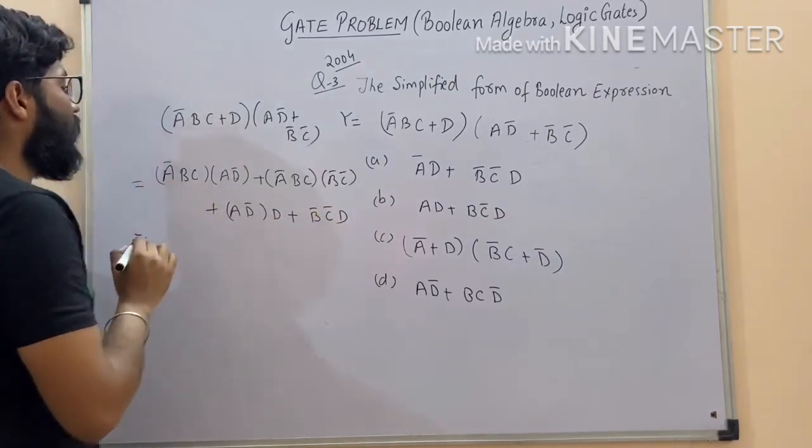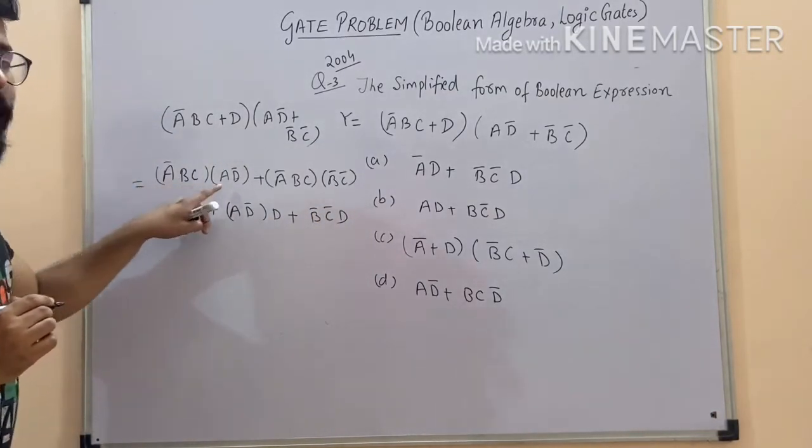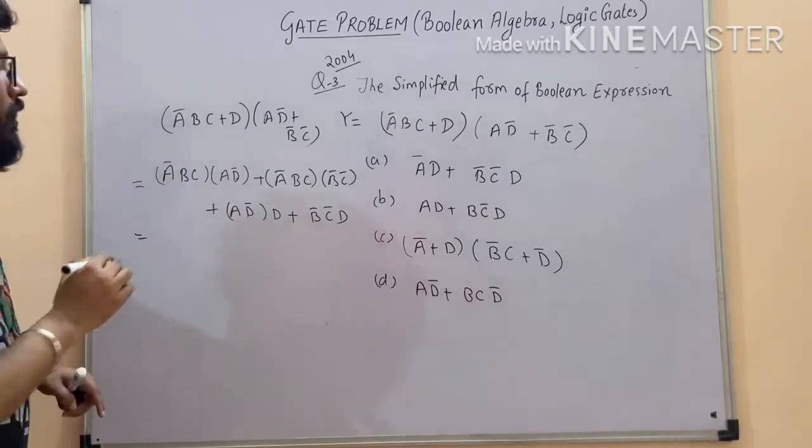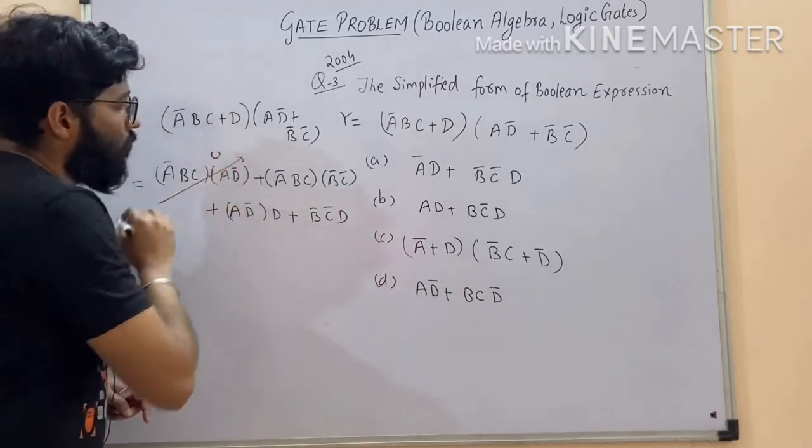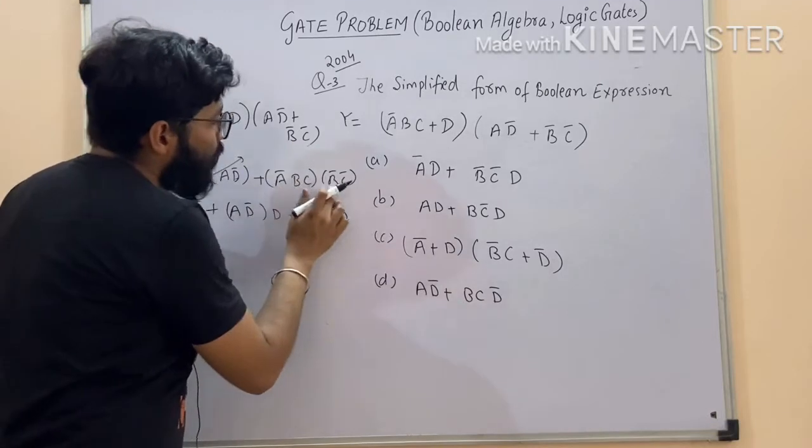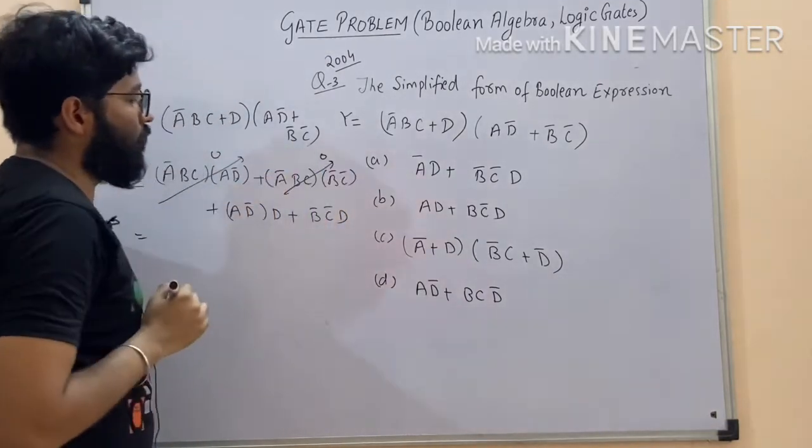Now you will see a complement is there and a, so a and a complement is 0, so this expression becomes 0. Now you see here b and b complement are there, this becomes 0.